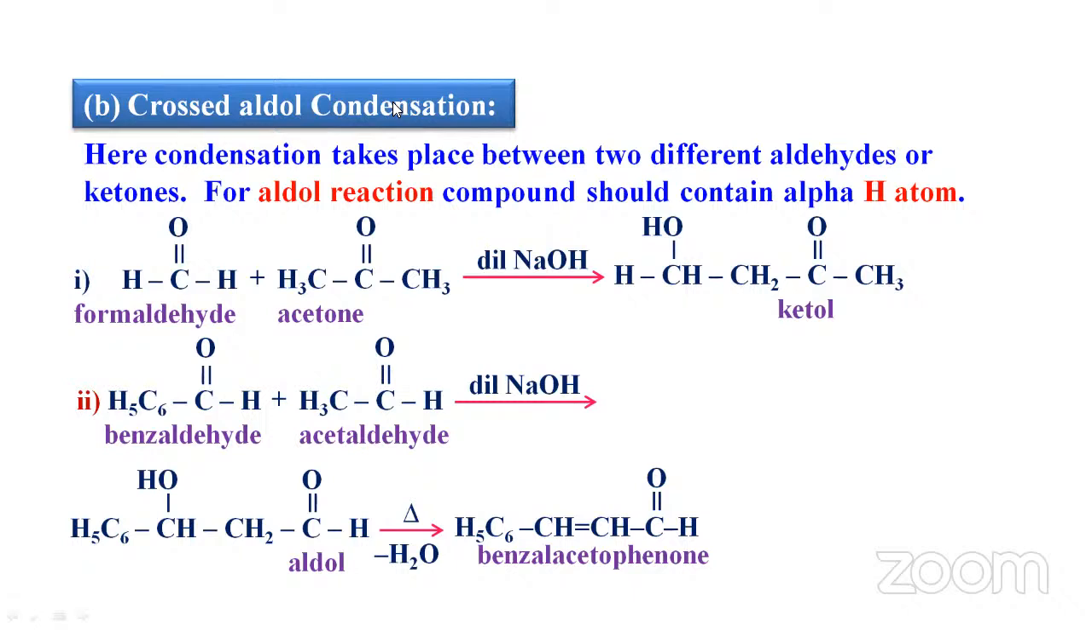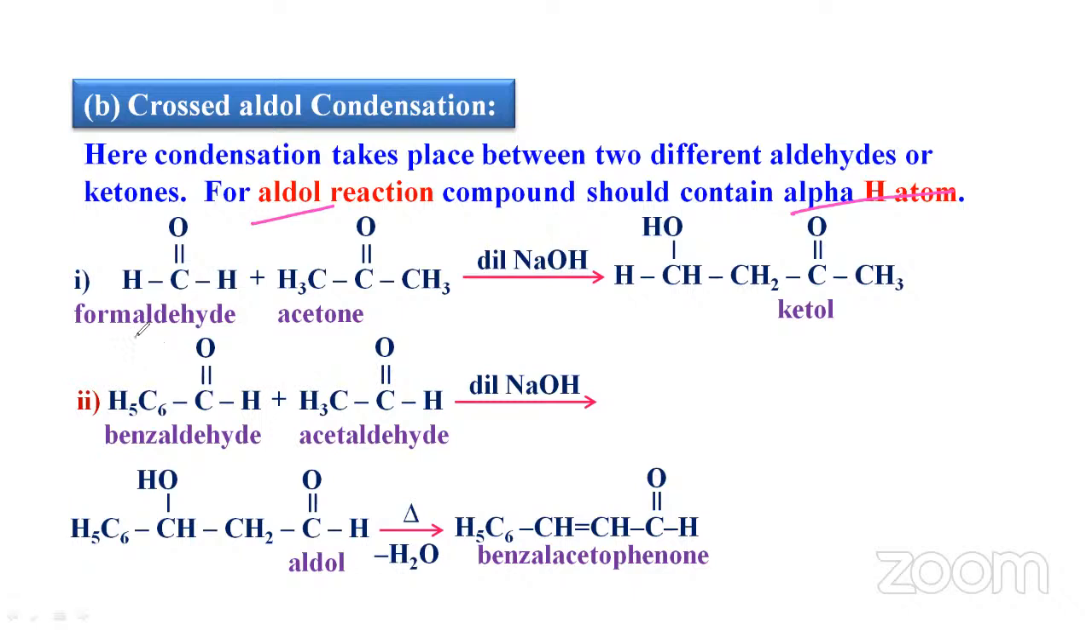For an aldol reaction, the compound should contain an alpha hydrogen atom. This is very important. Alpha hydrogen should be present whenever you want to do an aldol reaction. So here two different aldehydes or ketones are taken, and then it undergoes cross aldol.